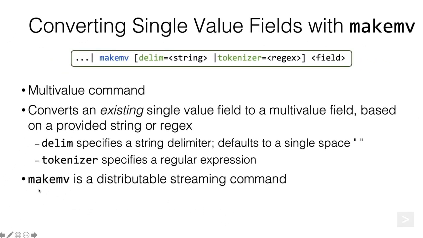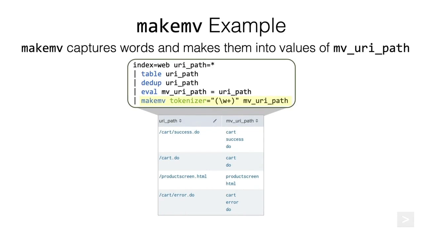Now we have different types of commands in Splunk, and these different types of commands run on the different Splunk components, whether it's a search head or an indexer. Make_mv is a distributable streaming command, meaning it can execute and run on multiple indexers in parallel. Let's go ahead and take a look at an example using make_mv.